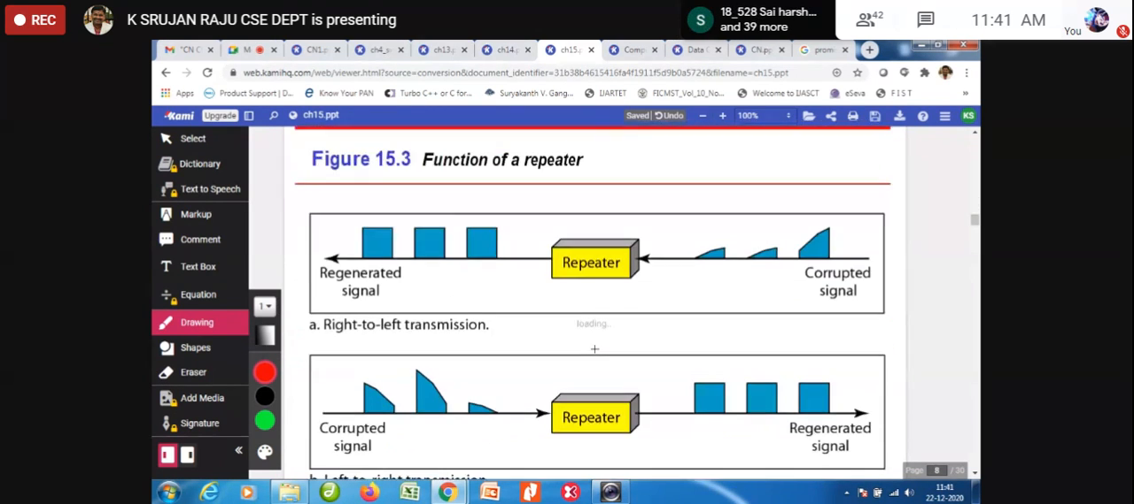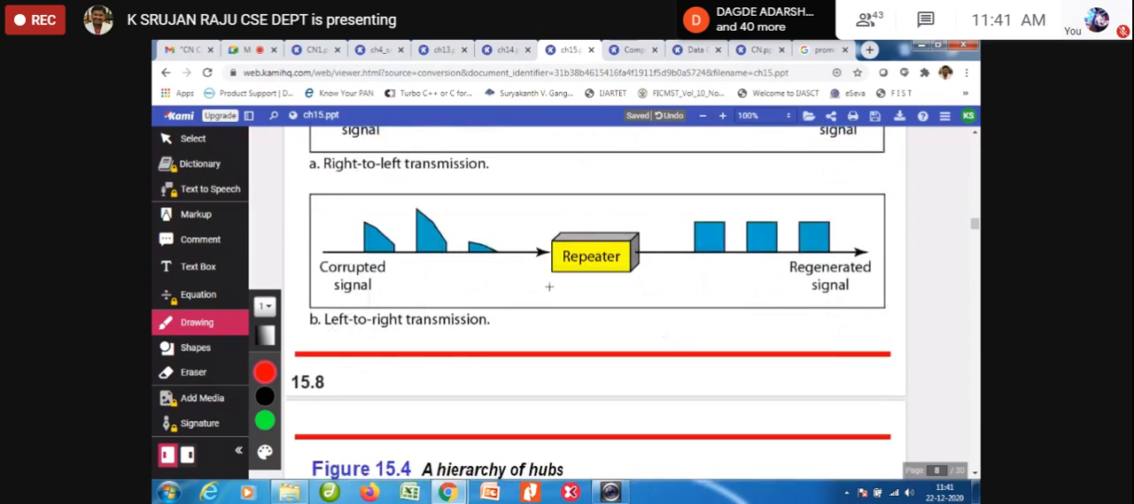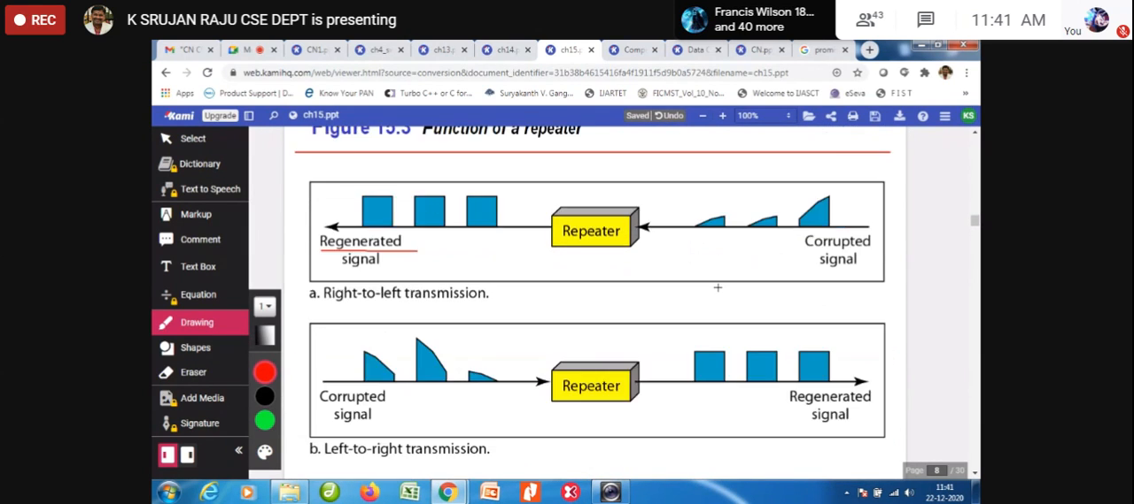Now, the functions of a repeater: see, this is a corrupted signal that is coming in. Your repeater is going to regenerate the signal and send it. That is the reason I call it a regenerated signal, whether it is right to left transmission or left to right transmission, whatever it may be. This is how it happens.